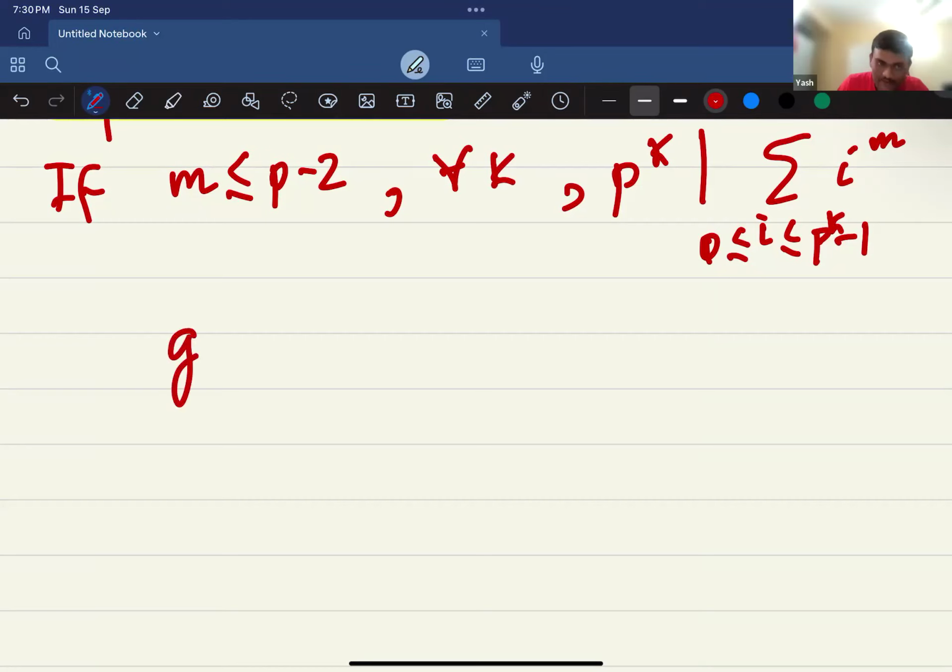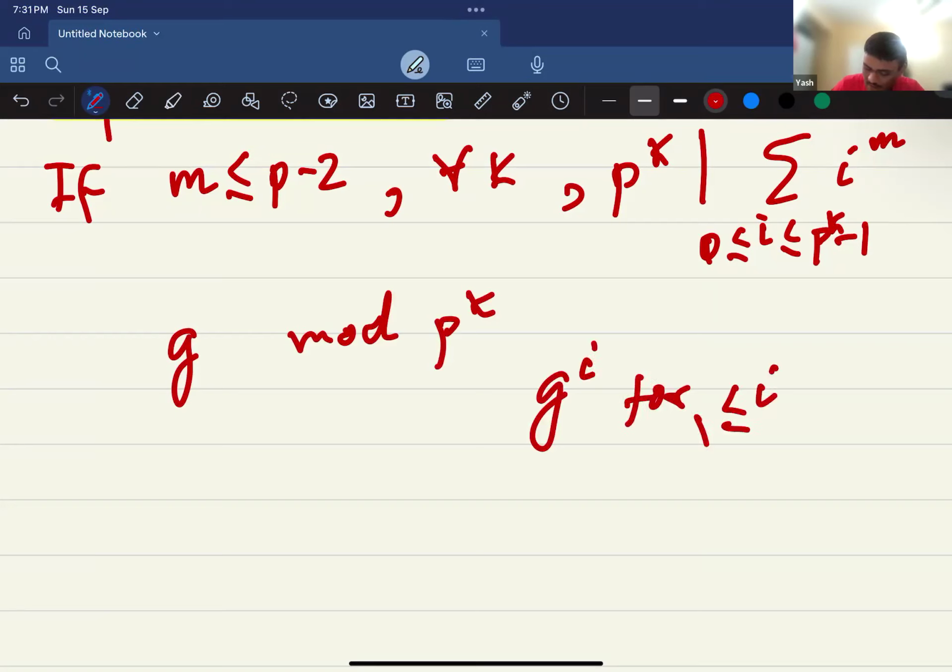G is a primitive root mod p to the k if g to the i, for i at least 1 and less than or equal to phi of p to the k, precisely generates this set of remainders that are co-prime to p. Any doubts? You know also that phi of p to the k is precisely the number of co-prime elements. So you can see the connection, right? Yes, okay.